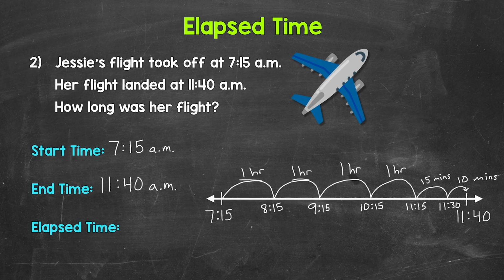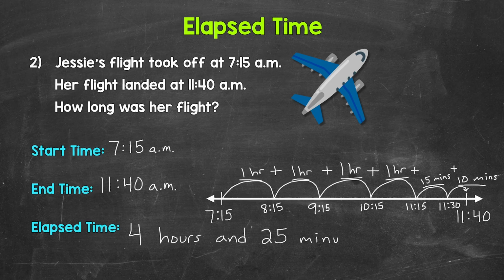Now we need to add everything up for the total elapsed time. So 1 hour plus 1 hour is 2 hours, plus 1 hour is 3 hours, plus 1 hour is 4 hours, plus 15 minutes is 4 hours and 15 minutes, plus 10 minutes is 4 hours and 25 minutes. So our elapsed time is 4 hours and 25 minutes. That's how long Jessie's flight was. Let's move on to our next example.